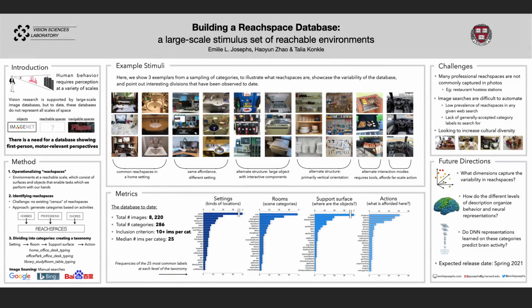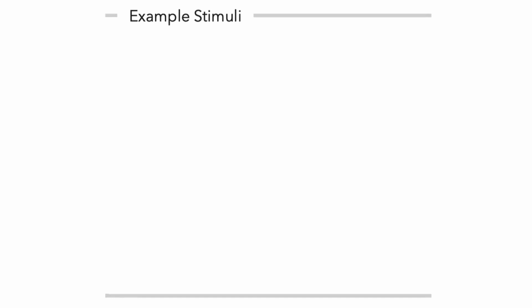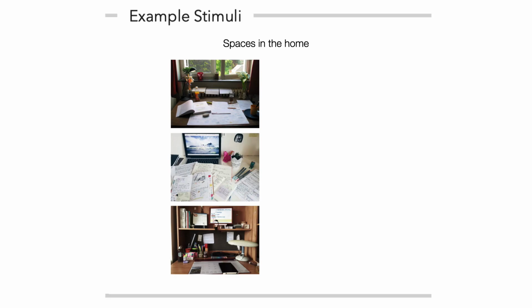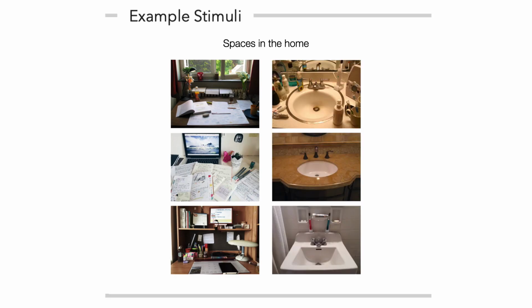So what does this database look like? Here, we go through some example stimuli, and the goal is to show you what reach spaces look like and to highlight some interesting divisions that we've discovered in building this database. Here are some spaces you might encounter in the home, spaces where you work, spaces where you wash your hands. And notice how reach space images present a strong first-person motor-relevant view, which is very different from what you get with single objects or large-scale scenes.